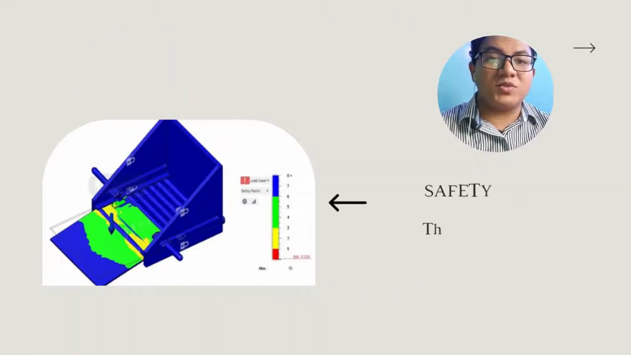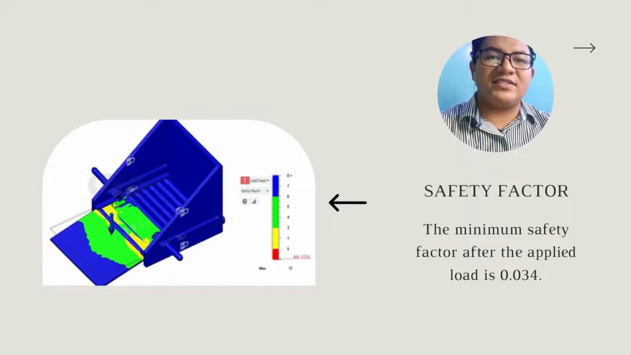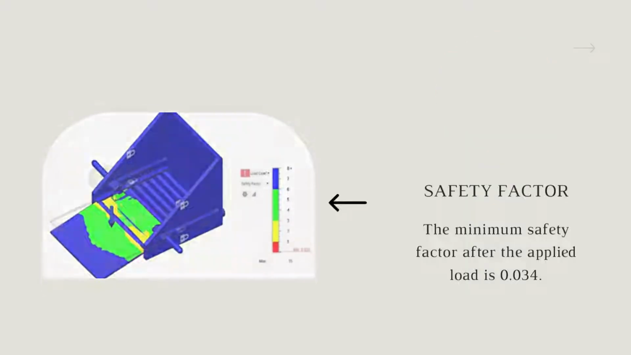Next, we will go to the safety factor. Here, we can see that the minimum safety factor after the applied load is 0.034. As you can see in the figure, there is no red region. It's only yellow, green, and blue regions.